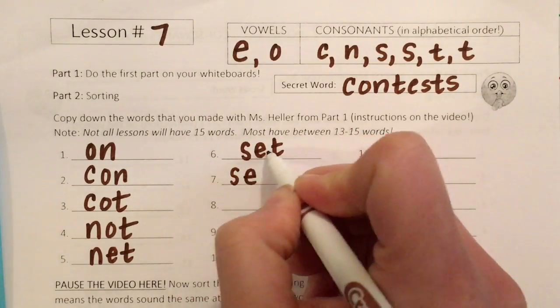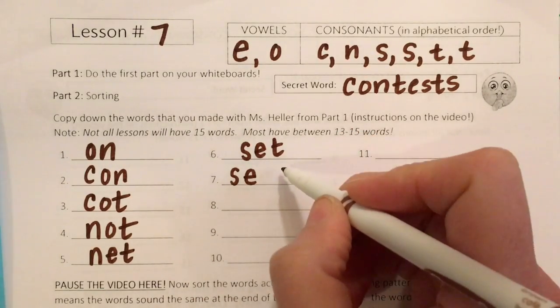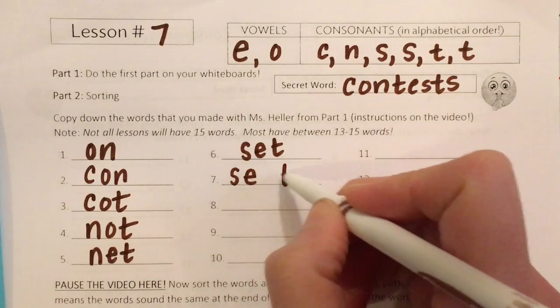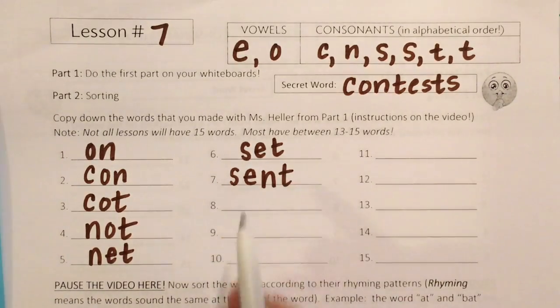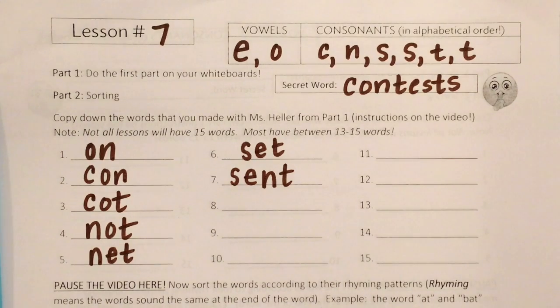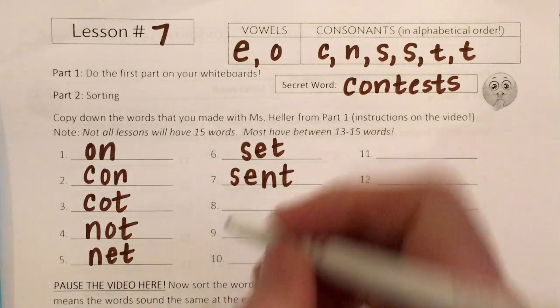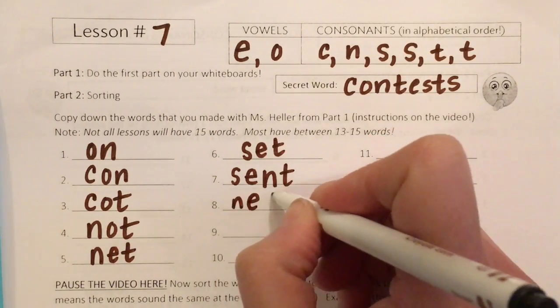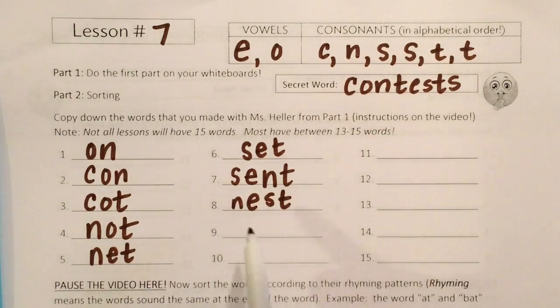Beginning was the same as in set. The ending was the same, but we had to add the letter N in between, S-E-N-T. For number 8, we took the same 4 letters in the word scent and rearranged them to make the word nest, N-E-S-T. Remember when you're copying these words down in your booklet to be very, very neat.